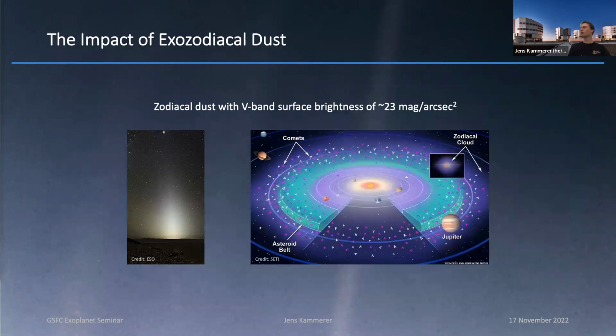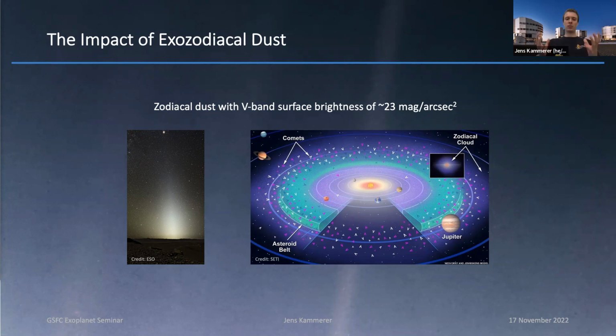Now, one of the main issues for such future observations of Earth-like exoplanets is so-called exozodiacal dust. If we look at our own solar system, we have the zodiacal dust cloud. If you go to a very dark place like Paranal Observatory in Chile, you can actually see this zodiacal light with your naked eye. It's a bright disk in the ecliptic, and it is basically starlight reflected off small dust particles. There's also a thermal light component to the zodiacal light. We think this dust is constantly replenished by collisions of asteroids or little comets in the asteroid belt that then spiral inwards towards the sun, causing this cloud of dust with a surface brightness of about 23 magnitudes per square arcsecond.